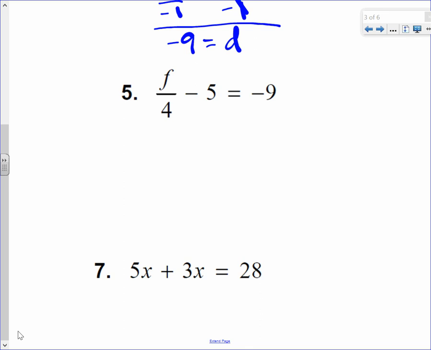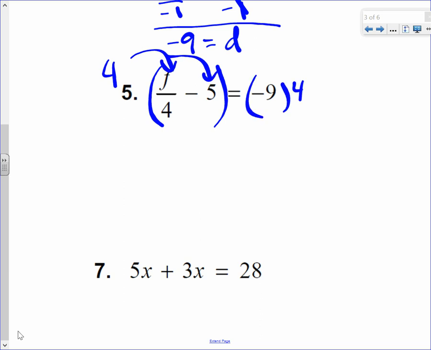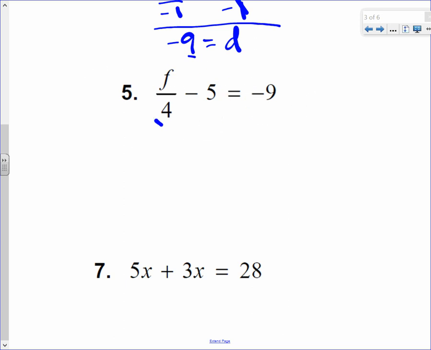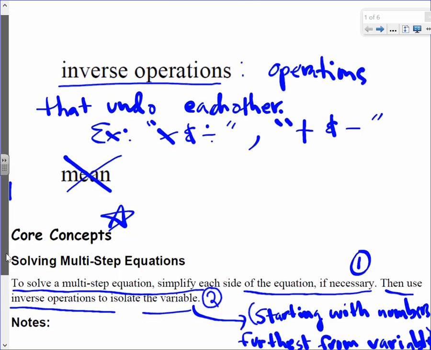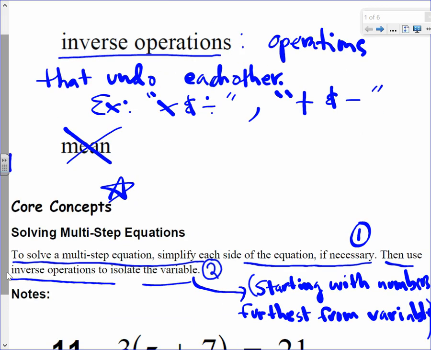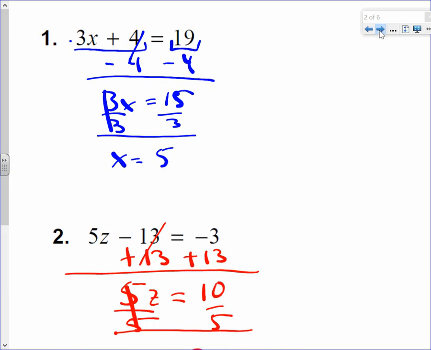But look, if we do the 4, here's a problem. I have to multiply everything by 4, this and this. See that? So I have to multiply both sides by 4. So let's get rid of the numbers farthest from the variable first. That's why in step 2, when it says use inverse operations to isolate the variable, I said starting with numbers furthest from the variable. So let's get rid of that 5 first.